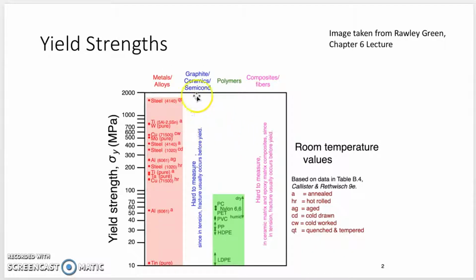Here are some comparisons of yield strength. I pulled this image from Raleigh Green's Chapter 6 lecture. As we can see, metals generally have a higher yield strength than our other materials. Steel is at the top, and that is the quench and tempering technique. It is quite a bit larger than the rest of our yield strengths here, but we can still see steels through different processes still have very high yield points. This is one of the reasons that it makes it a great material to build some bridges out of.